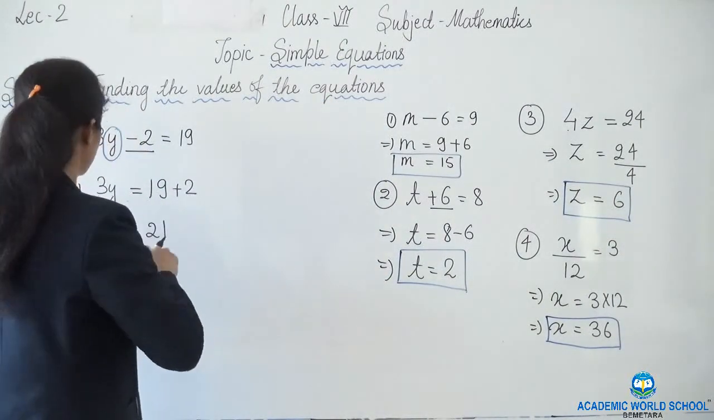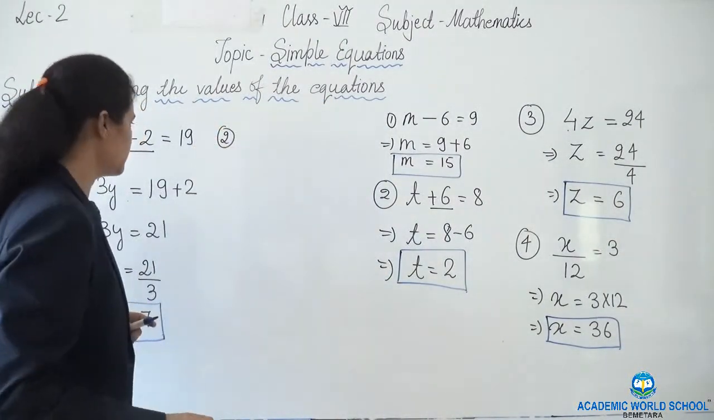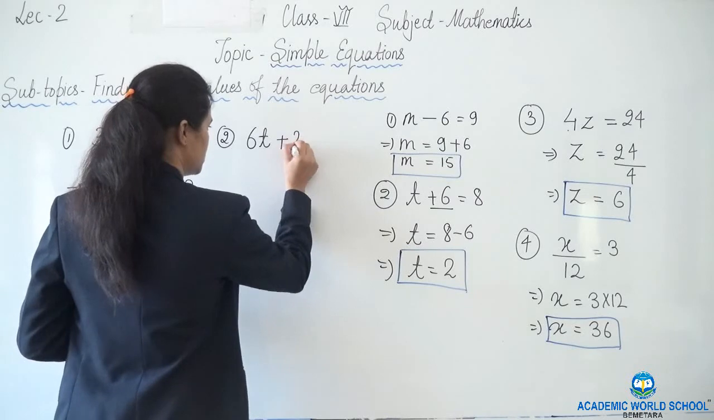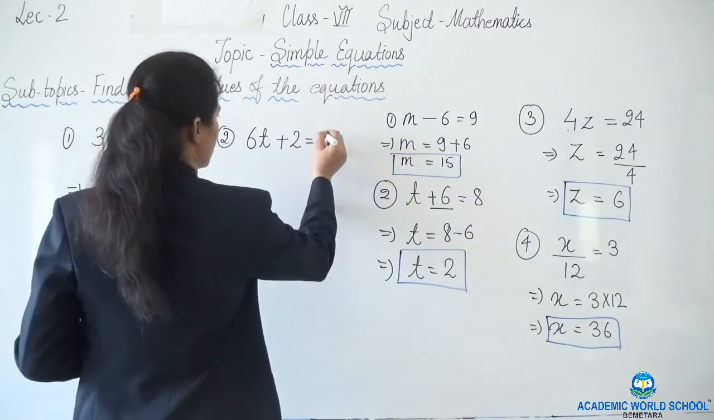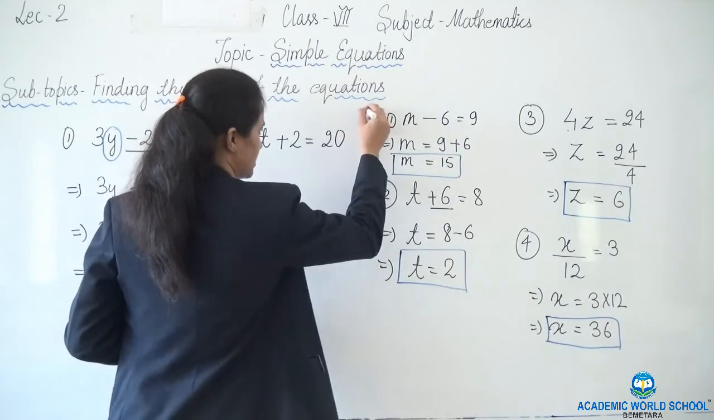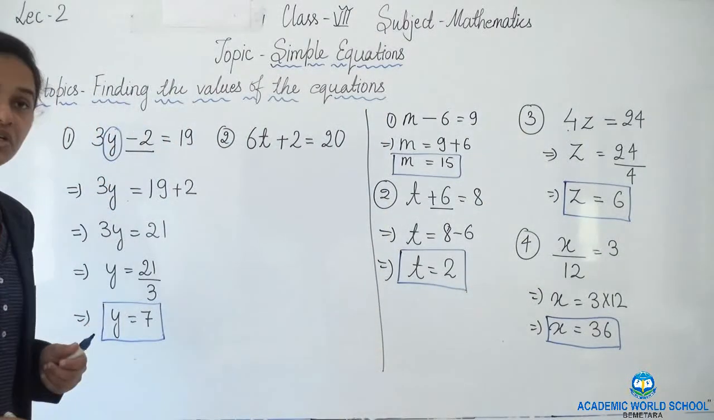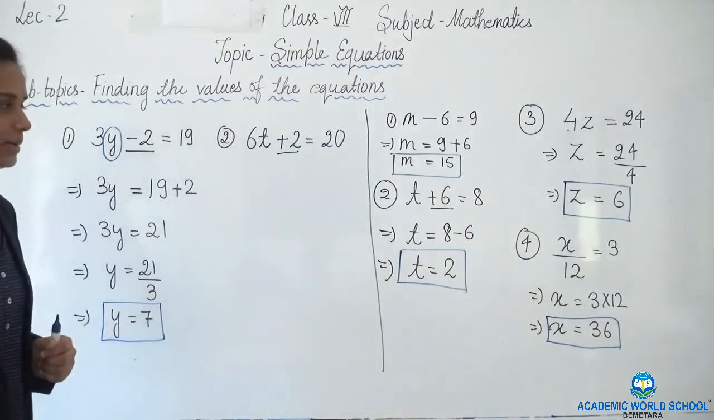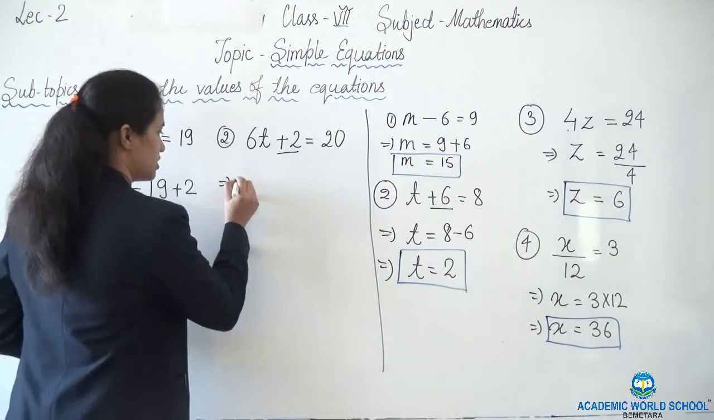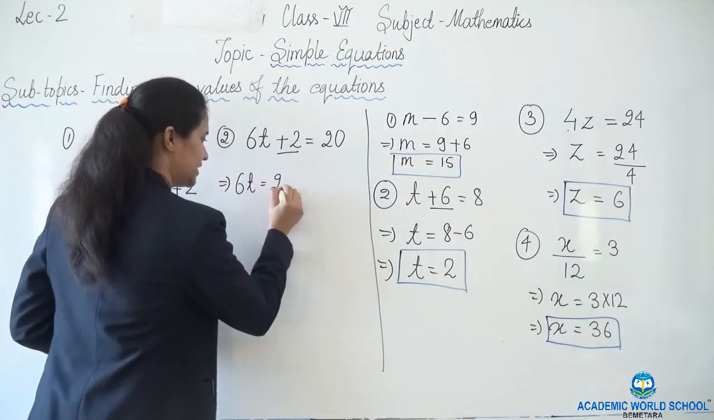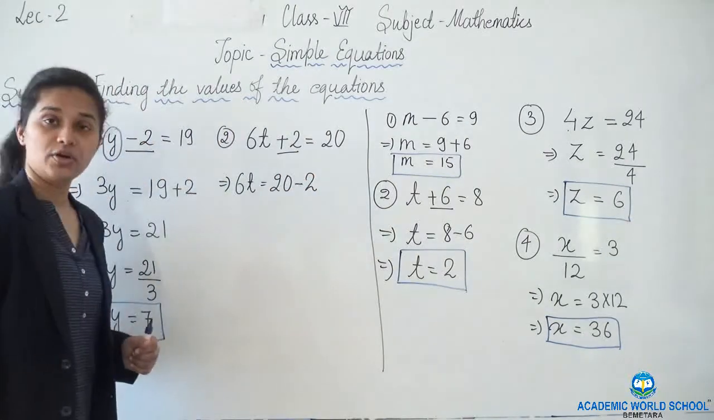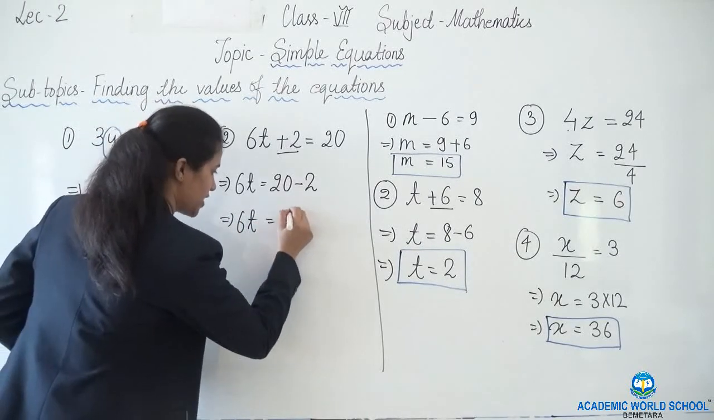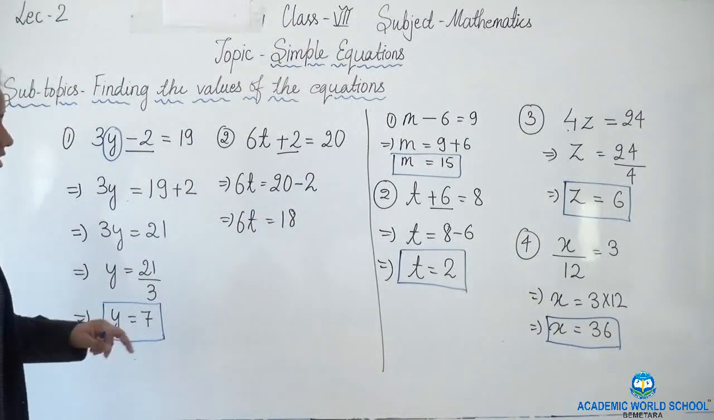Considering a few more. Question number 2: 6t plus 2 equals 20. Now again, I will remove plus 2. So 6t equals 20 minus 2. Now 6t equals 18.